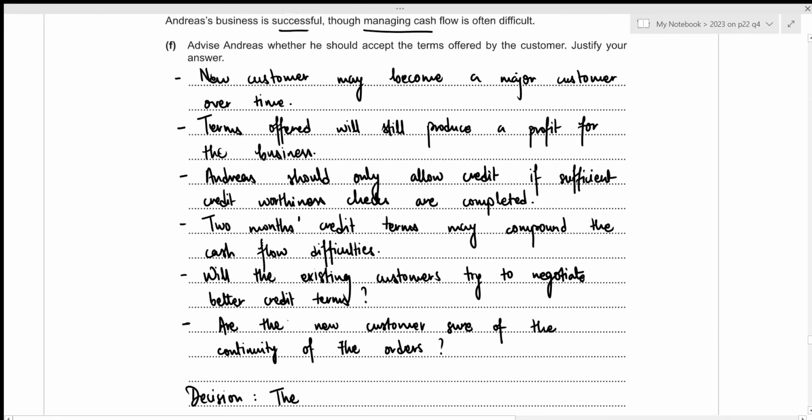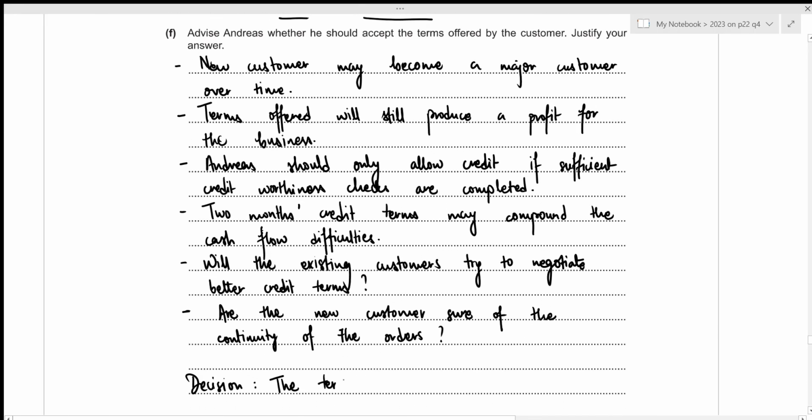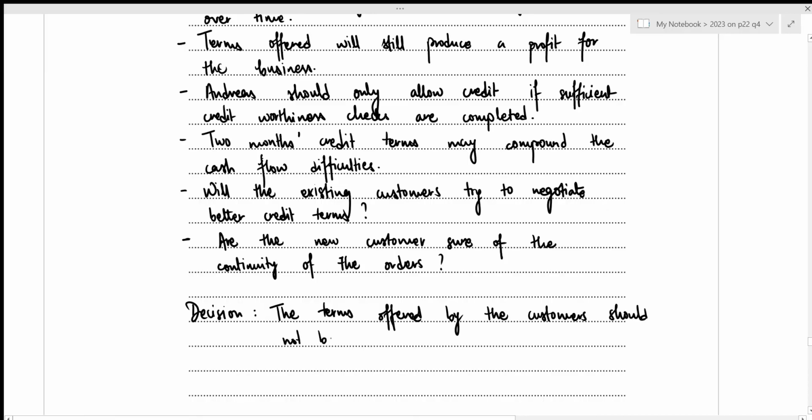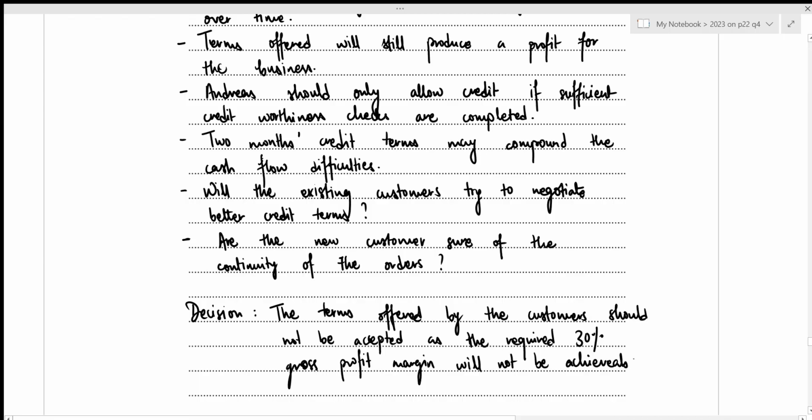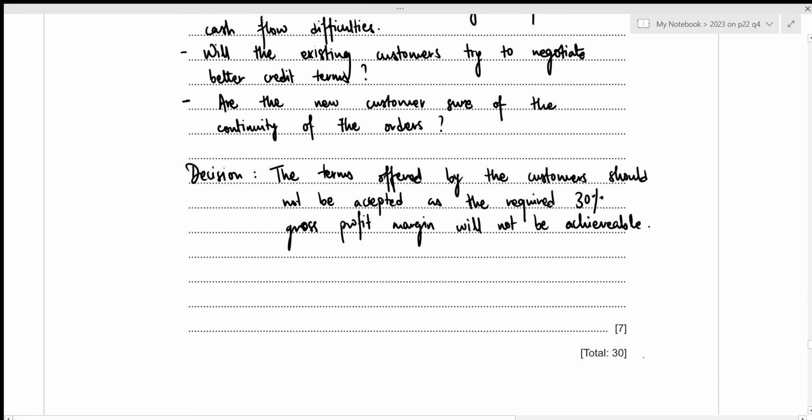The terms offered by the customers should not be accepted as the required 30% gross profit margin will not be achievable. Alright, that's all for the fourth question.